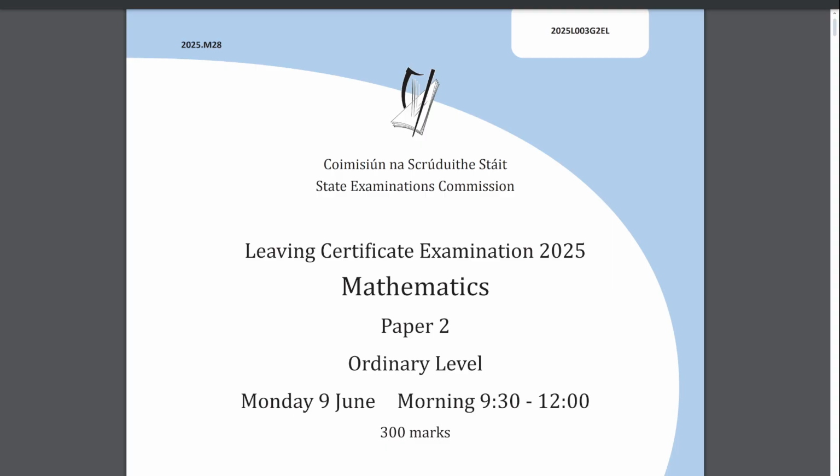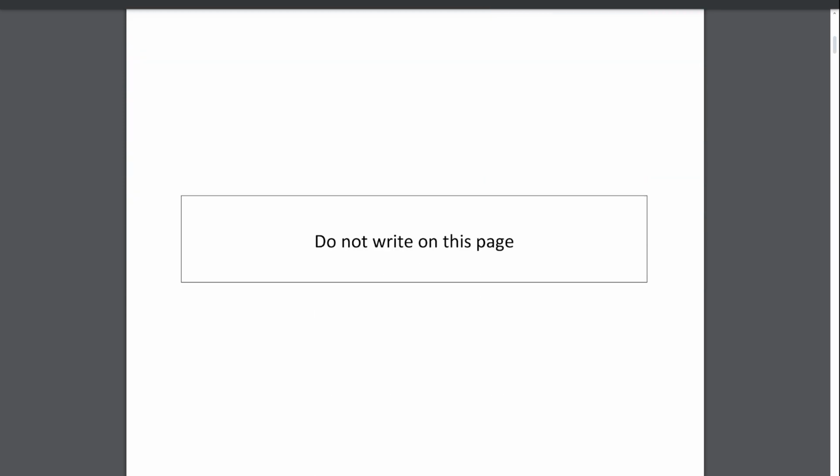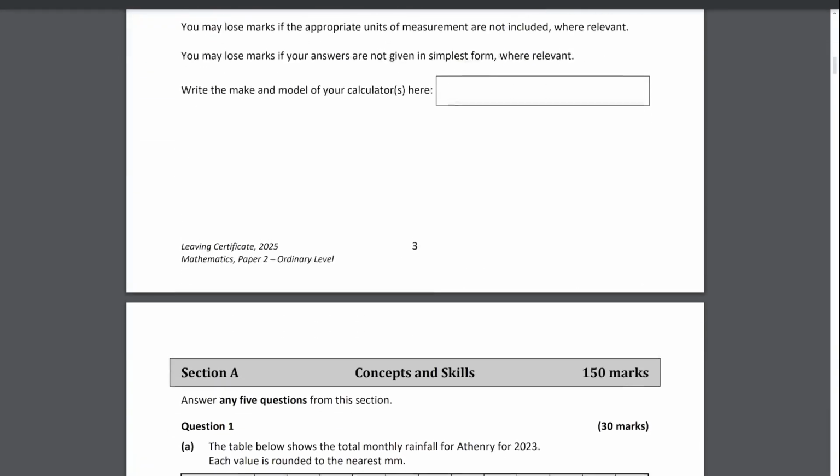So, I'll show you what I mean when I go through the questions, but I feel like the SEC are getting very lazy and just copying questions over and changing some of the numbers around.